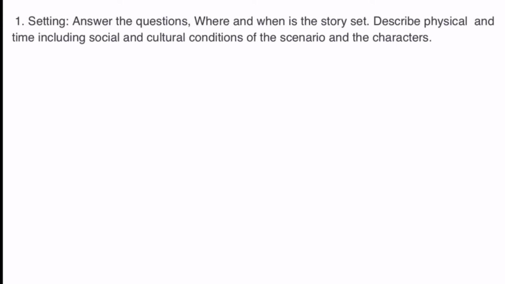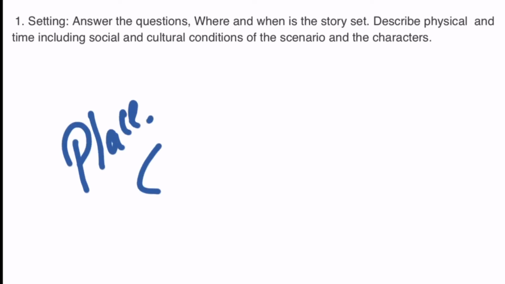So, if we are answering the questions where and when, we could say that we are talking about the place, and we could say that we're talking about the time. These two parts of the story are very, very important for the reader to understand what is going on, why it is going on, why they are living like that, why they react like that, because remember that we're talking about social and cultural conditions.